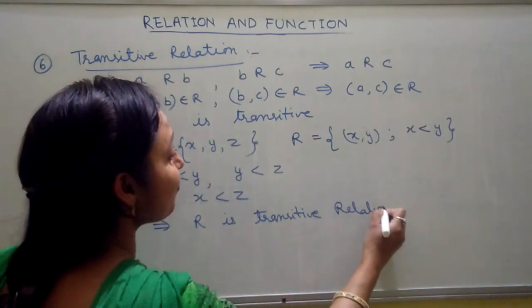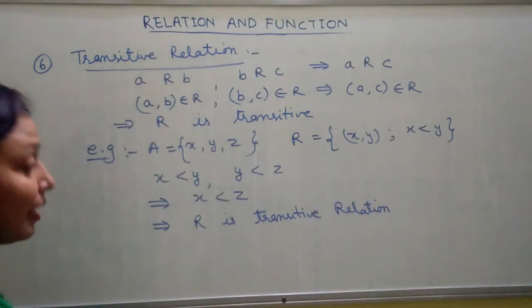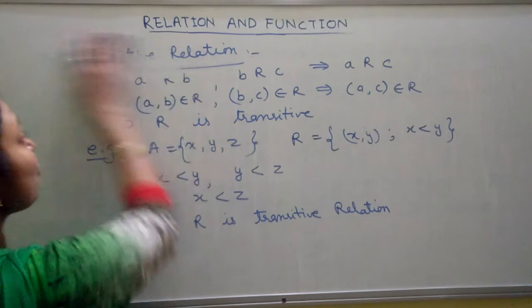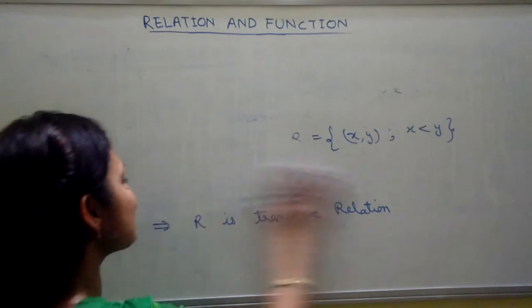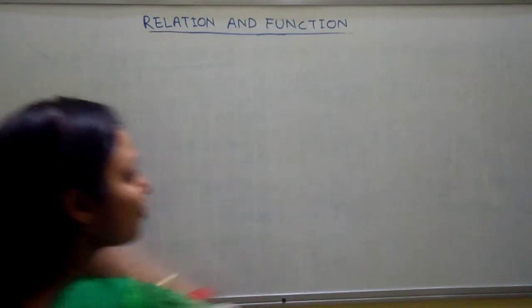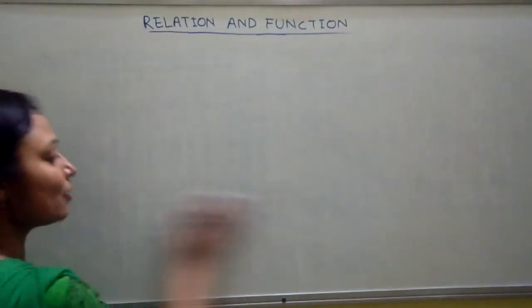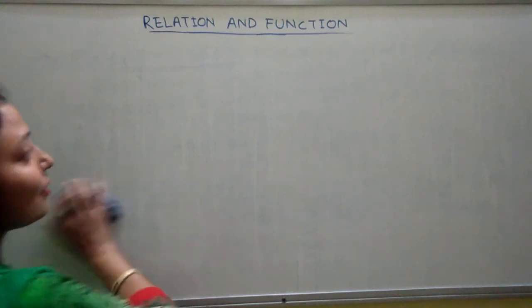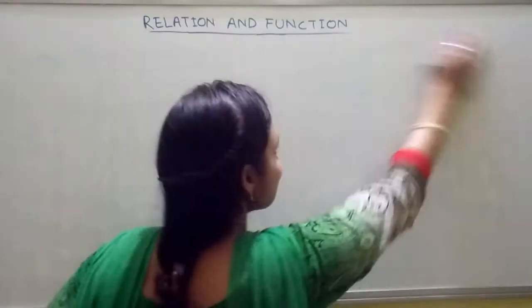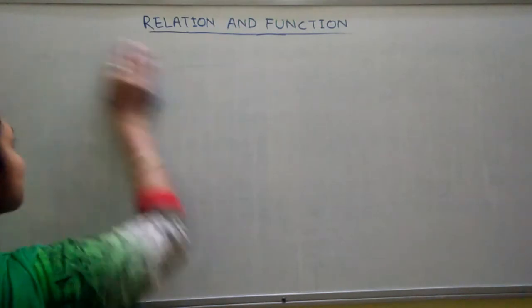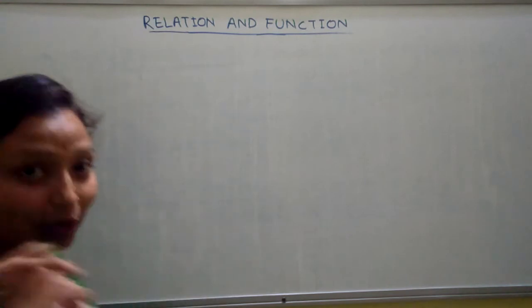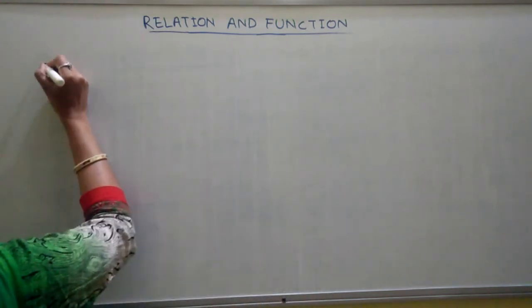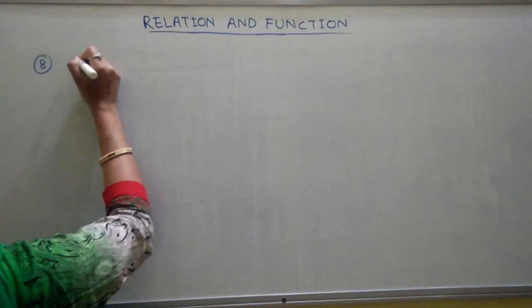Now the combination of these three, reflexive, transitive and symmetric relation, is known as equivalence relation. That is very, very important. On the basis of equivalence relation, we have a choice in the board exam. Always there is one question from relation and function. There is internal choice: either you have to solve the equivalence relation question or bijective. Now equivalence relation.